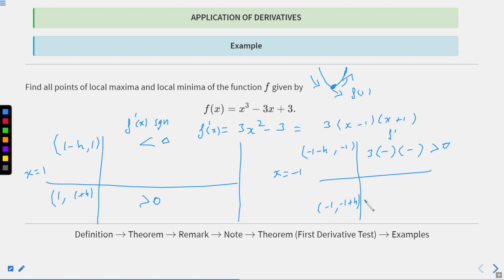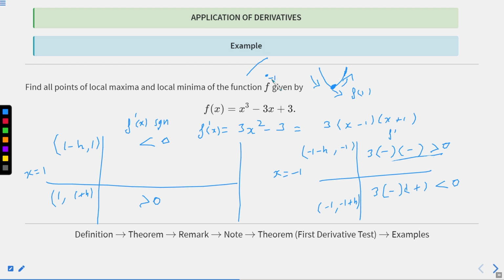Now if you take a right hand side value near minus 1, you can take minus 0.9. This will be negative and this will be positive, as you can see. So the f prime sign will be negative. On the left side the sign is positive, which means the graph is increasing like this.